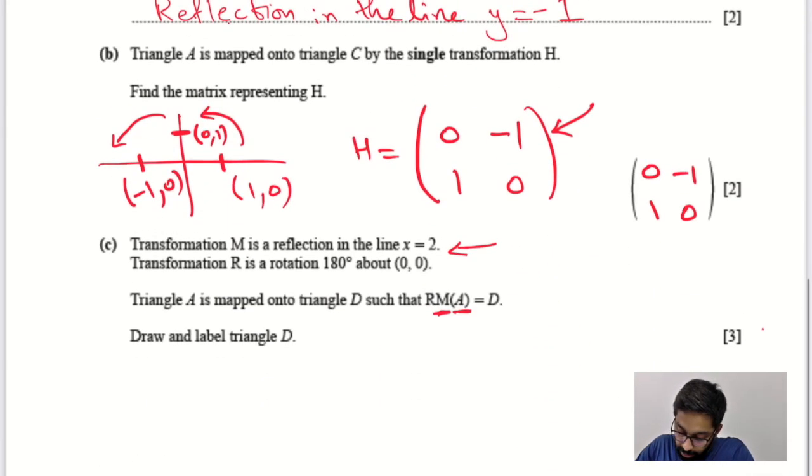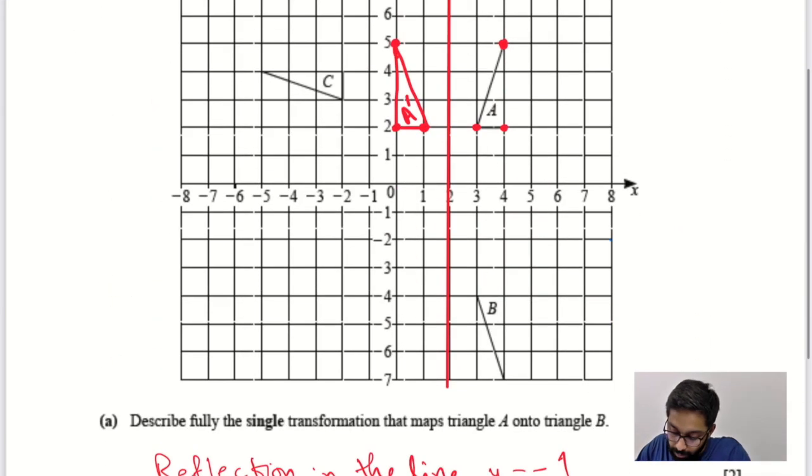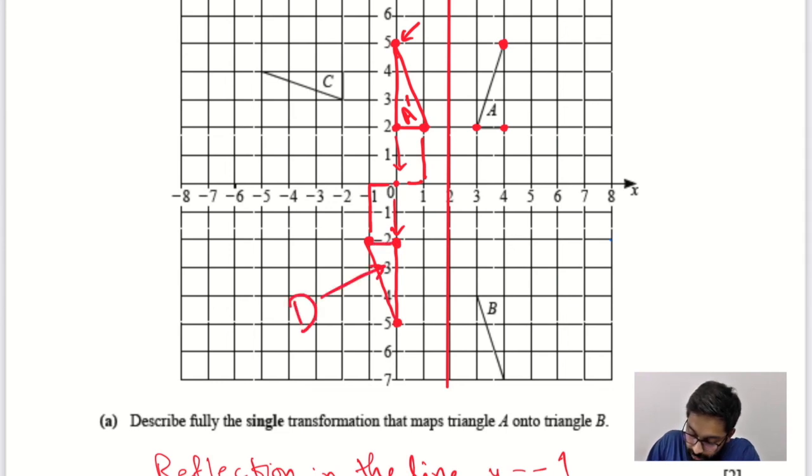Now this needs to be rotated 180 degrees about the origin. Okay, so about this point, there are 2 units here, so there will be 2 units here for the first point. Then since this makes an inverted L, this is going to make an inverted L here, so this point maps here, and then this point maps onto this point. Let's connect these points and we have our triangle D.